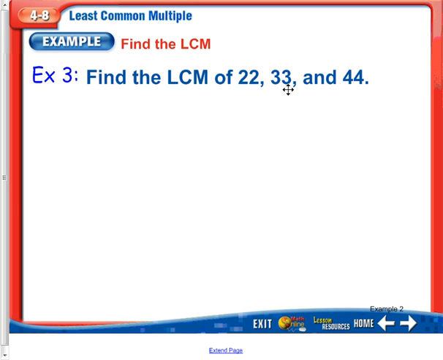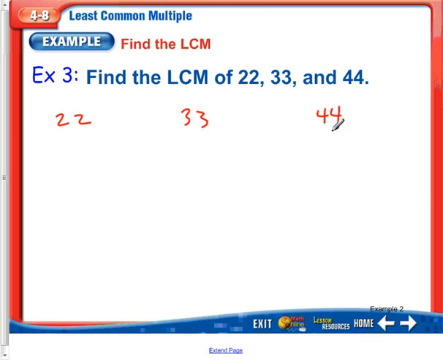Looking at 22 and 33, I know that probably 66 would work, but 44 is not going to fit into 66. So if you can think of one quickly, you can do it kind of in your head. But I'm going to show you a way that we can do it by working it out. So we're going to have 22, and then we're going to do 33, and we're going to do 44.